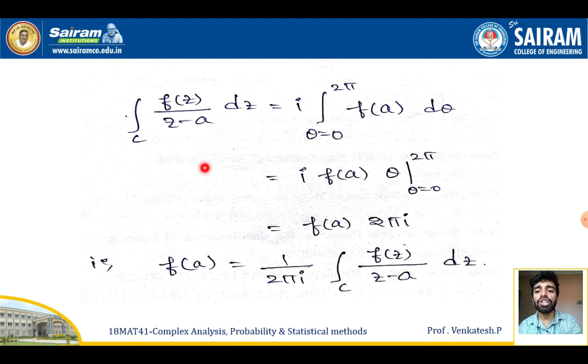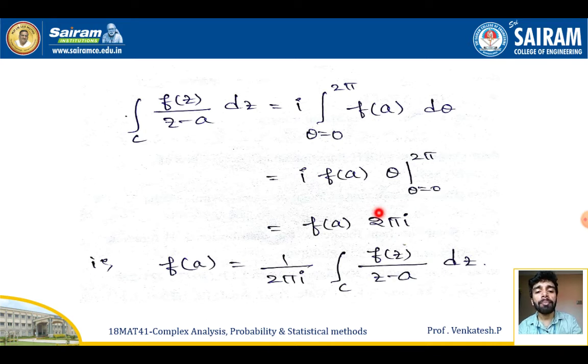So I got the integration over the region C, f of z by z minus a dz, is equal to i into integration theta from 0 to 2 pi f of a d theta. Since f of a is a constant, I can take f of a outside, and the constant integration will be theta with the limit 0 to 2 pi. On applying the limit, I got i into f of a 2 pi i.